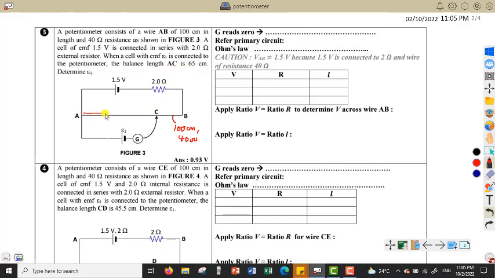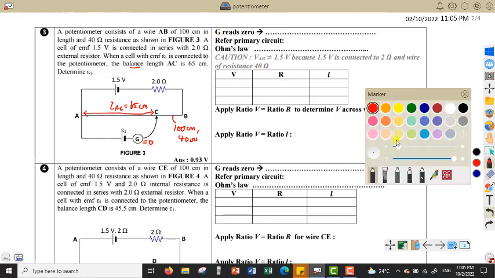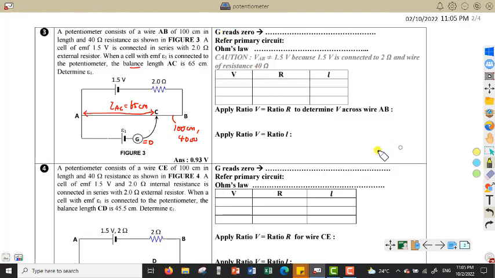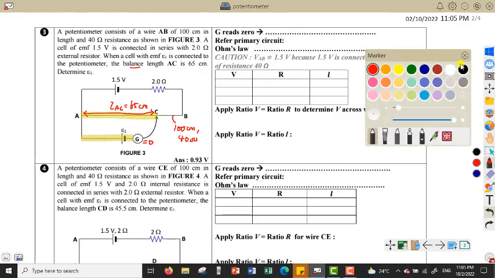cm. So we find out that when our jockey tap is at a length of 65 cm, we will be balanced. Balance means our G reads 0. So we understood that when G reads 0, it is telling us that the voltage across the E1 must equal the voltage across the balance length. Okay, so we write it down.